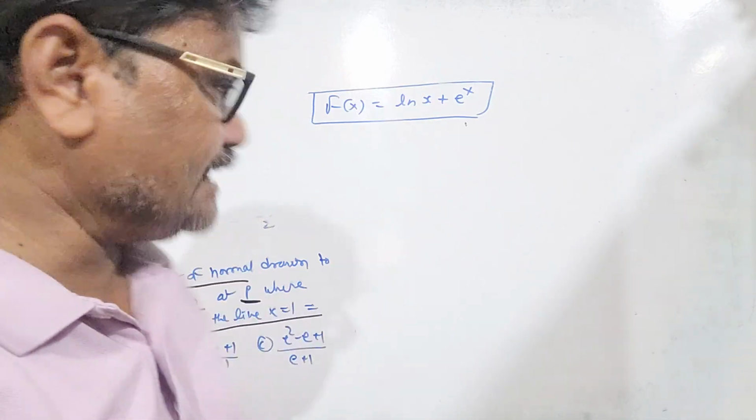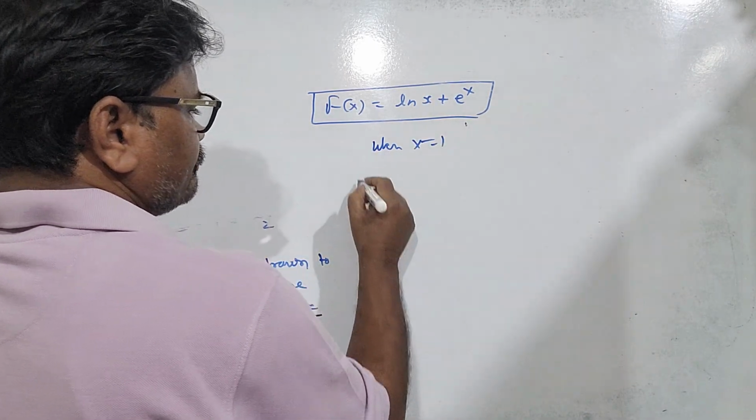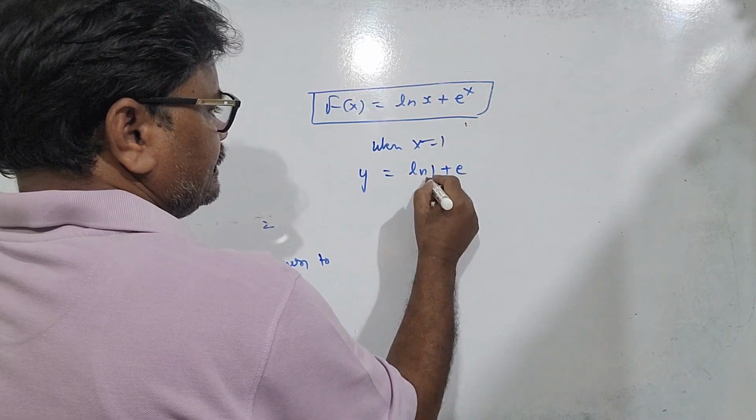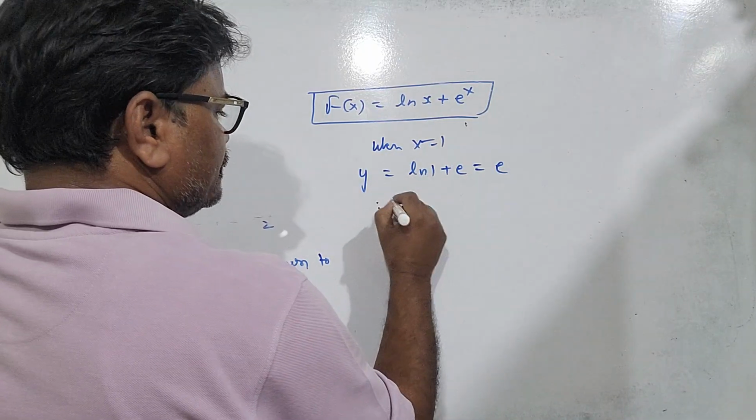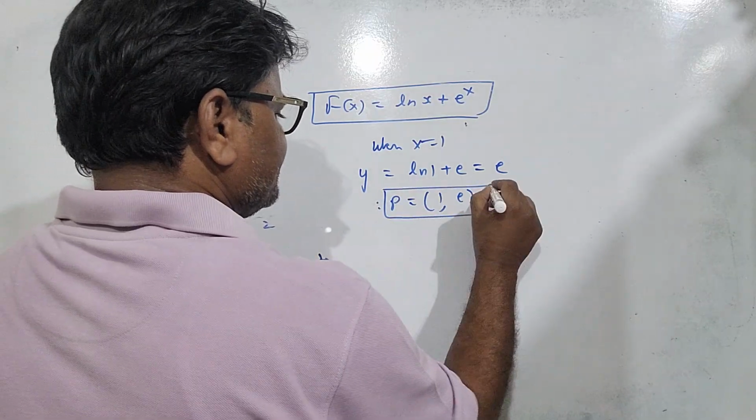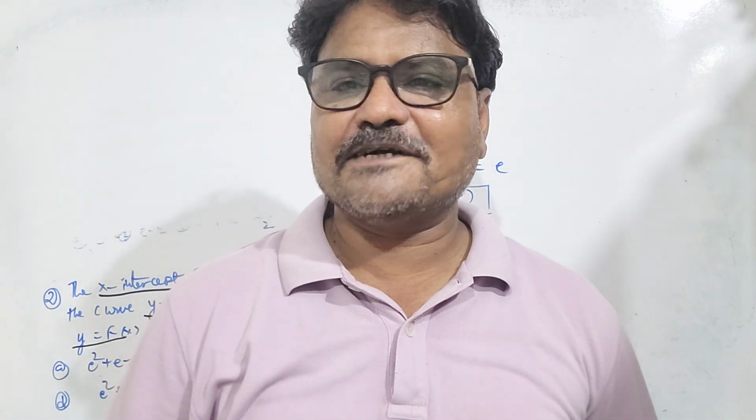So put x equal to 1. When x equal to 1, your y is ln 1 plus e. ln 1 is 0, so that is e. Therefore point P is (1, e). This is your point P. So now you have determined the point P, correct?